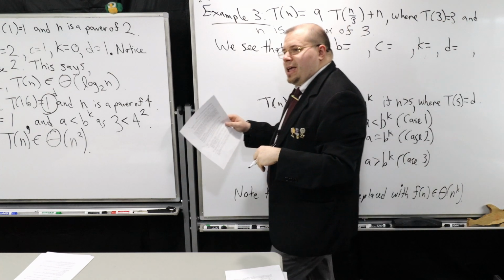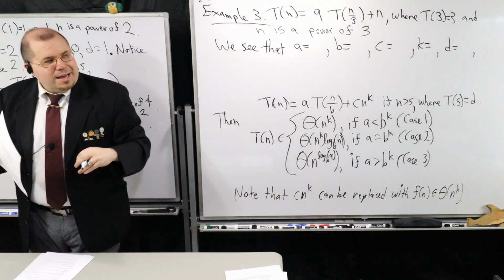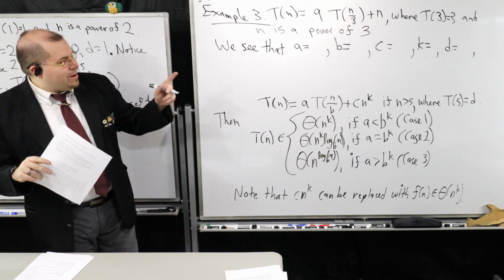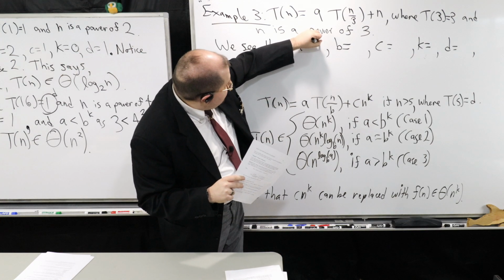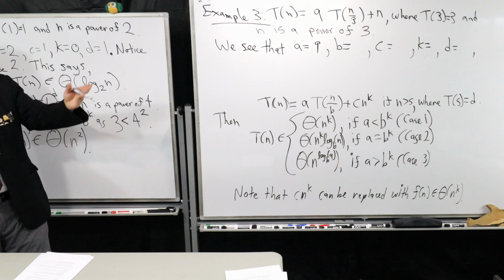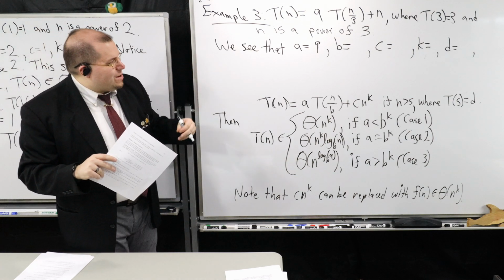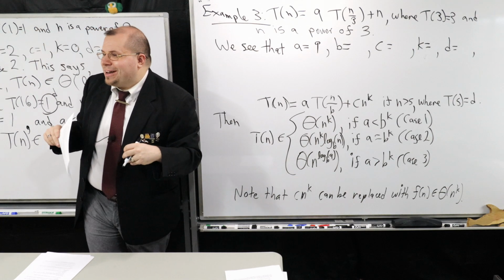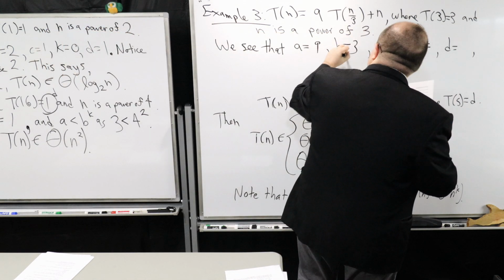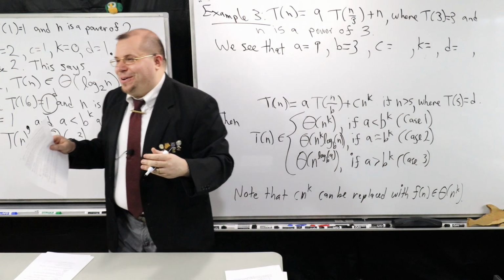So tell me what A, B, C, K, and D are. So far we got A is 9. That is correct. What else do we got? We need B, C, K, and D, everybody. We got B is 3. That's correct. I'm loving this. I feel like a game show host.